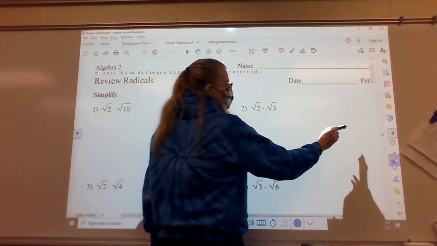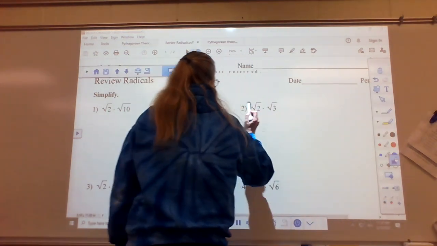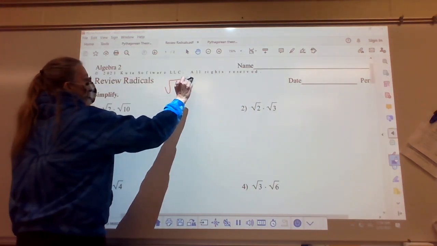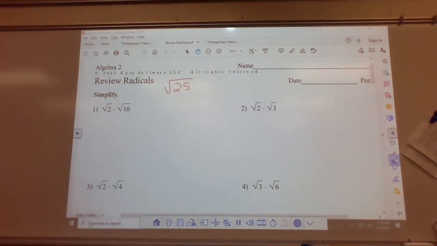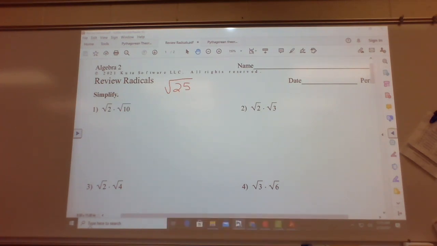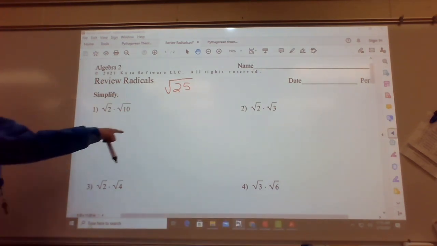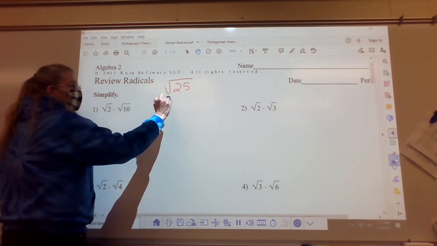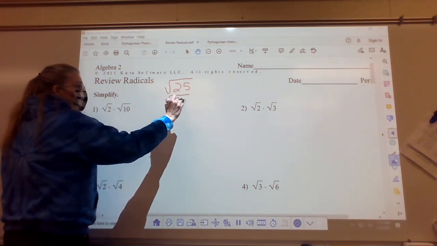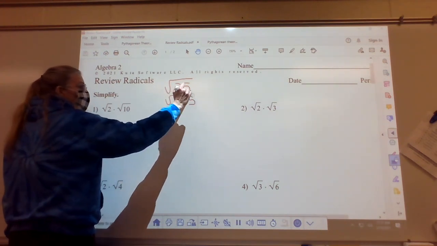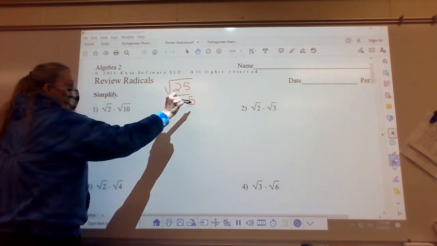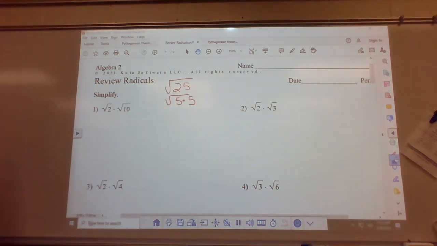If I asked you, what is the square root of 25? What is the square root of 25? 5. And it comes out even, because 5 times 5 is 25. So if you have something underneath a radical, if you were to break apart 25, and you don't have to write this down yet, you get 5 times 5. So if underneath the radical you have 2 of the same number, you can take 1 out.